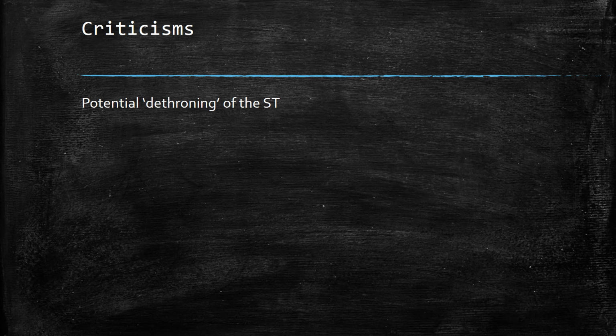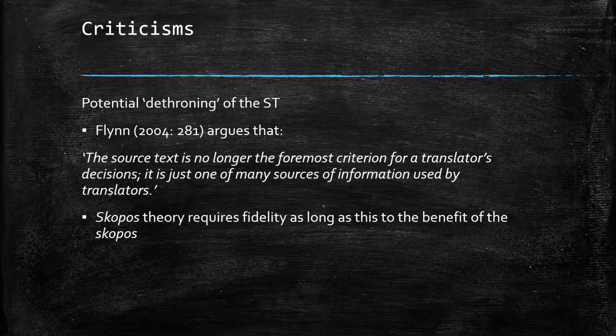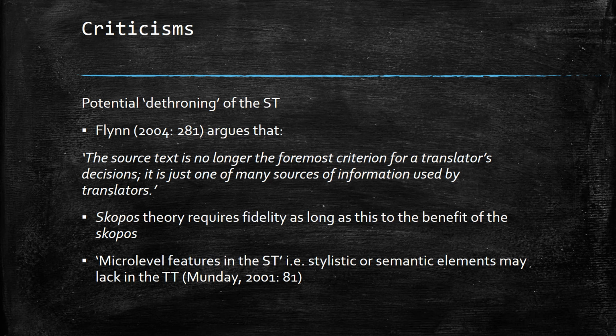Snell-Hornby brings up the matter of potential dethroning of the source text. He argues that the source text is no longer the foremost criterion for a translator's decisions. It is just one of the many sources of information used by translators. So translators in theory are going to use other texts, other sources to create their target texts. However, this is questionable as the Skopos theory does require fidelity as long as this is to the benefit of the Skopos. So the translator should remain true to the source text as long as this is to the benefit of the Skopos itself.